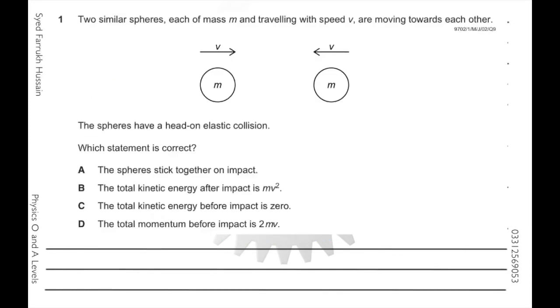In this question, there are two objects of equal masses, same speed, moving in opposite directions. Whenever it's written elastic collision, you cannot say that the objects will stick together, because if the objects stick together, the relative speed of separation will be zero. And as you can see, the relative speed of approach is 2v, so the relative speed of separation cannot be zero, so option A cannot be the answer.